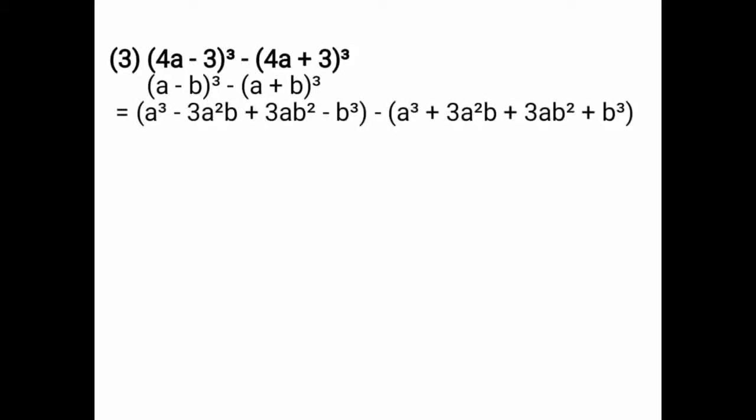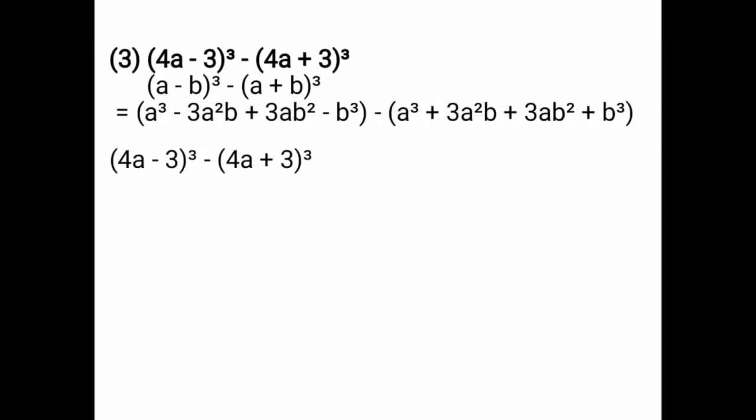(a minus b) the whole cube minus (a plus b) the whole cube. Write it in brackets. That is equal to a cube minus 3a square b plus 3ab square minus b cube, minus, a cube plus 3a square b plus 3ab square plus b cube. Write this question again, and write the expansion form of (a minus b) the whole cube minus (a plus b) the whole cube.